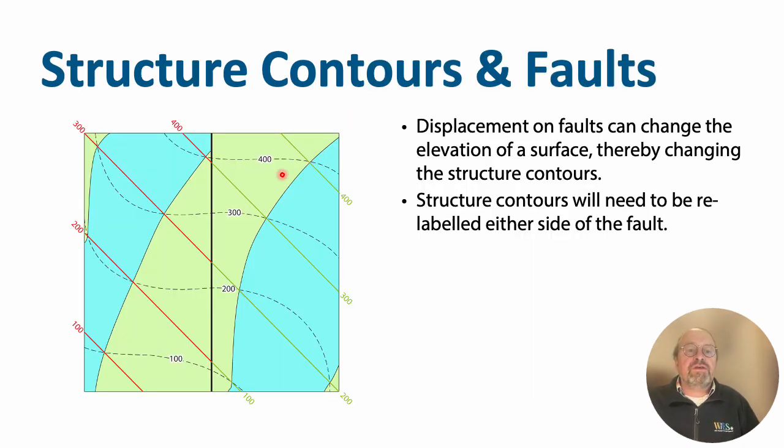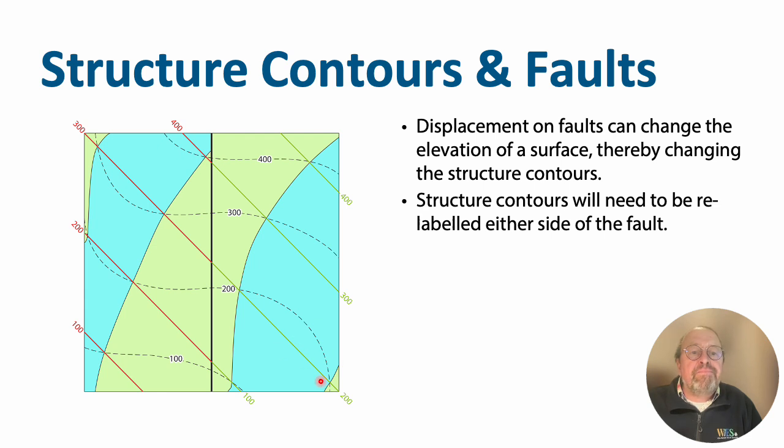So yes, we can use structure contours to image and measure the amount of motion across a fault. So for example, in this case, you can see there is a 400 red contour here for this boundary here, the blue to green, but we have a different value on the other side here.